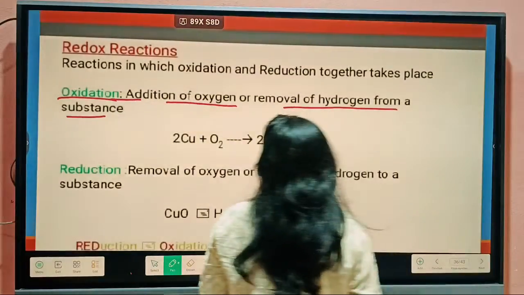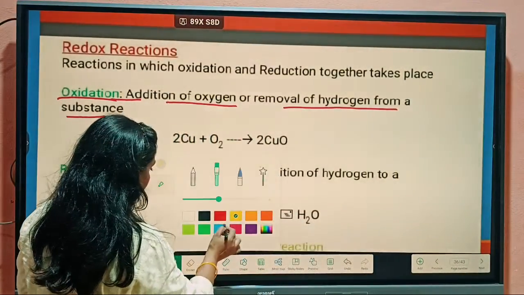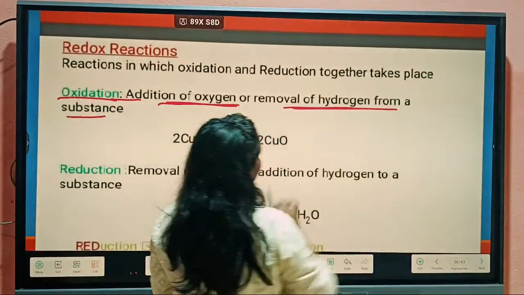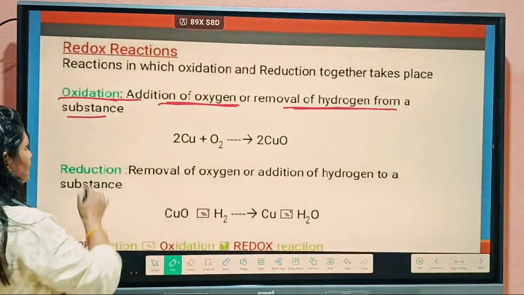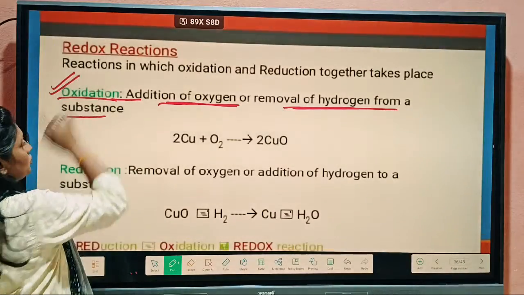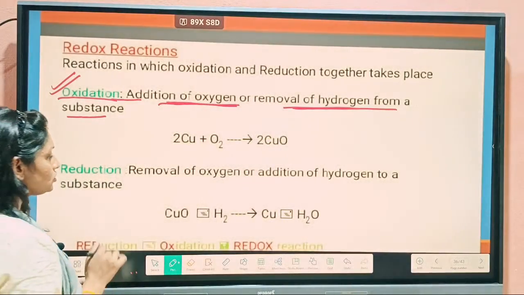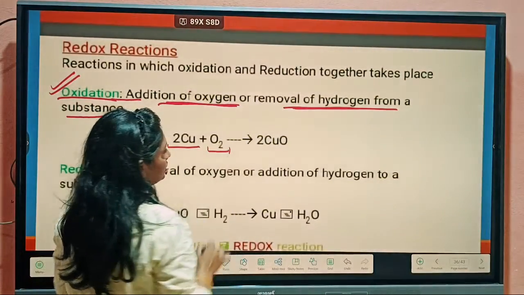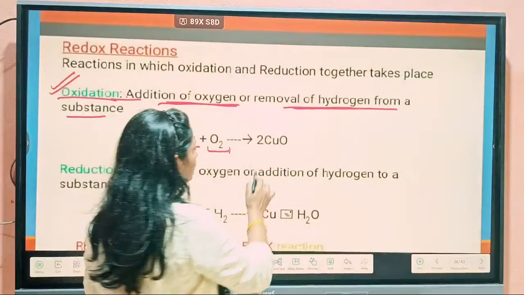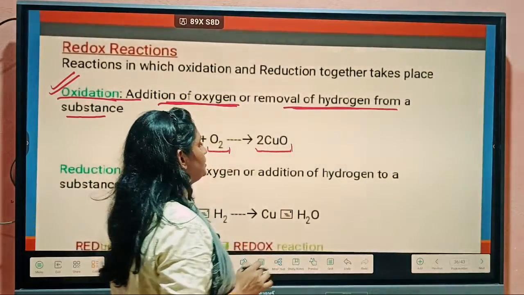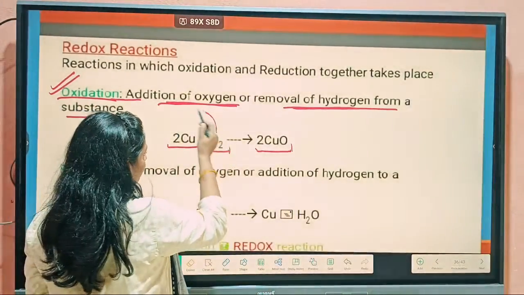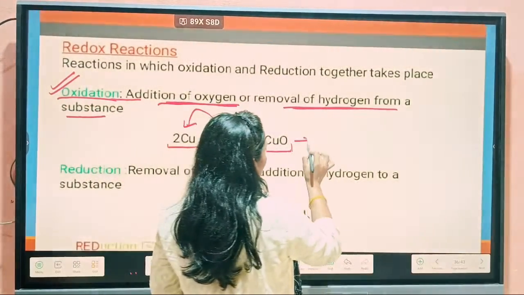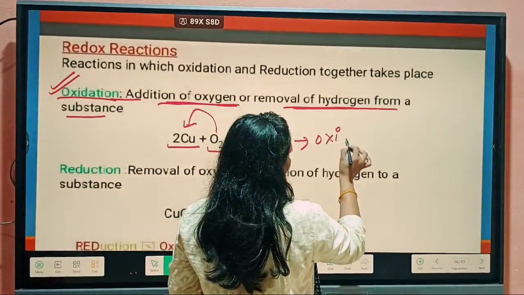Then students, here addition of oxygen or removal of hydrogen takes place, then this process is known as oxidation. Like students, you can see here copper plus oxygen. They combine and they give us copper oxide. So students, here addition of oxygen takes place to this copper. So it is an example of oxidation.